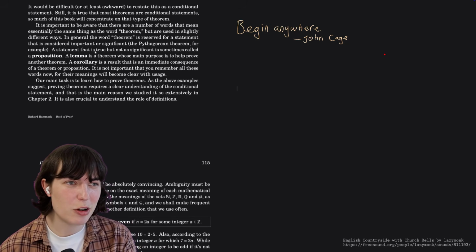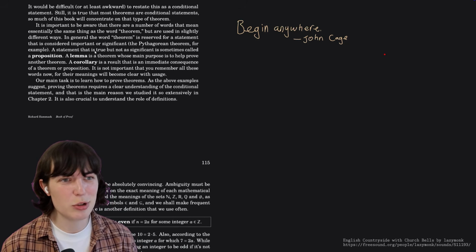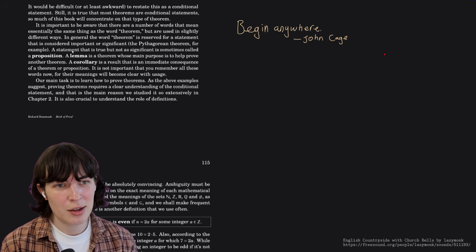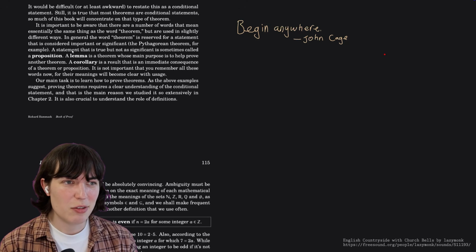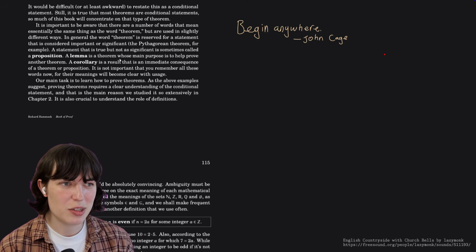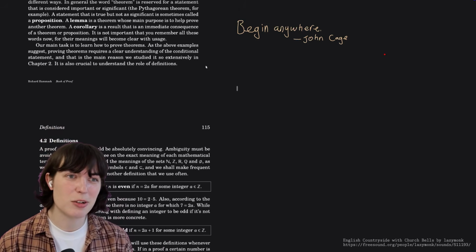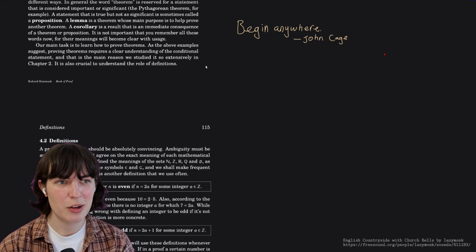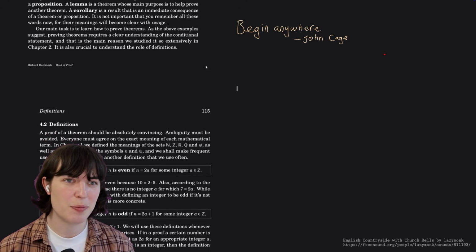In general, the word theorem is reserved for a statement that is considered important or significant, the Pythagorean theorem, for example. A statement that is true but not as significant is sometimes called a proposition. A lemma is a theorem whose main purpose is to help prove another theorem. A corollary is a result that is an immediate consequence of a theorem or proposition. It is not important that you remember all these words now, for their meanings will become clear with usage.